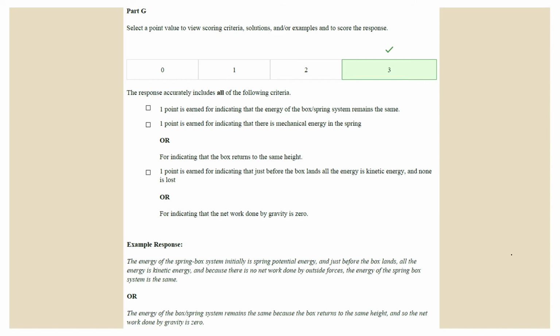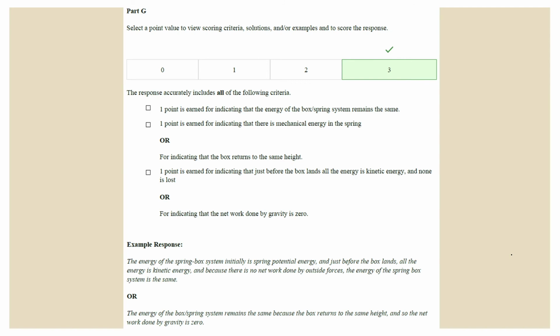And so notice their example response here says the energy of the spring box system initially is spring potential energy. And just before the box lands, all the energy is kinetic energy. Because there's no net work done by outside forces, the energy of the spring box system is the same. That's the key idea. Notice there is another example response. Take a second to pause this video here and make sure you understand all aspects of this scoring guide, what they're giving you all the points for here. And when you hit play, we'll move on.